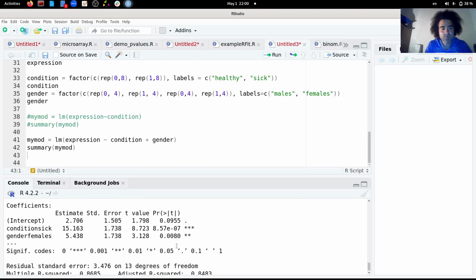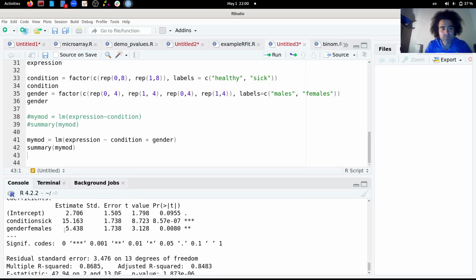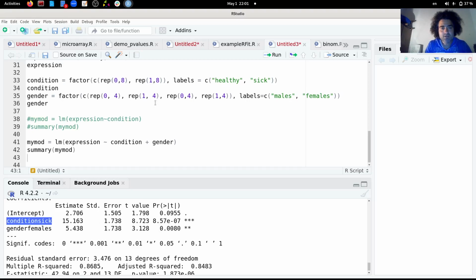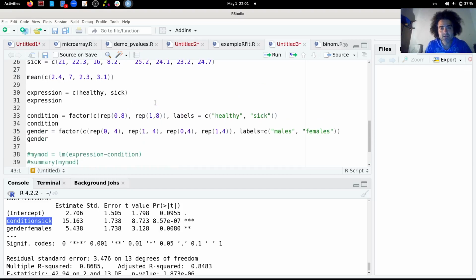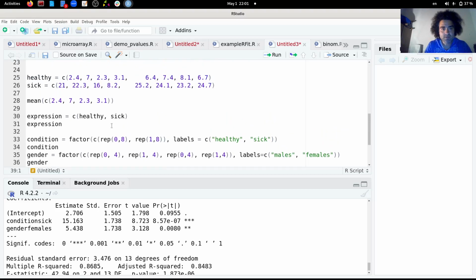Okay, now using this modeling of 2 variables, we saw that being sick has a strong effect on your expression levels. Now let's suppose that we neglect the 2 variables and we model the expression by just using the condition. We neglect the gender. What will be the effect of neglecting the gender? Again, I remind you that these are the values here.